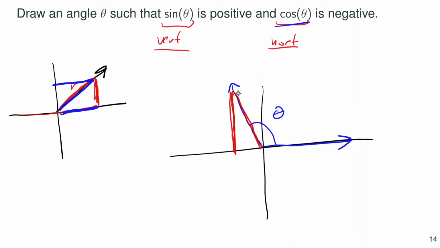For cosine, we're measuring this distance, which is negative, right? Since we're going left from the y-axis, this is a negative number divided by radius length, which will give us a negative number. So any angle that you draw in the second quadrant will be the correct answer for this problem.